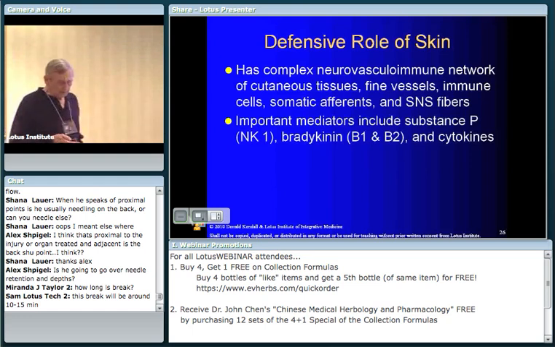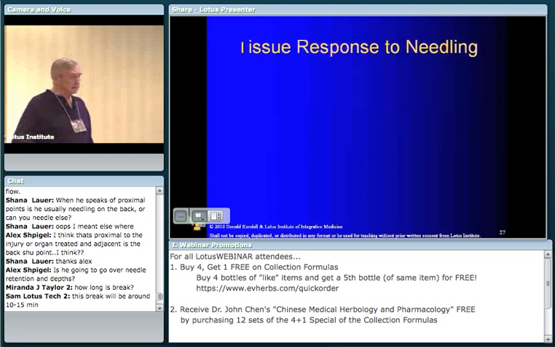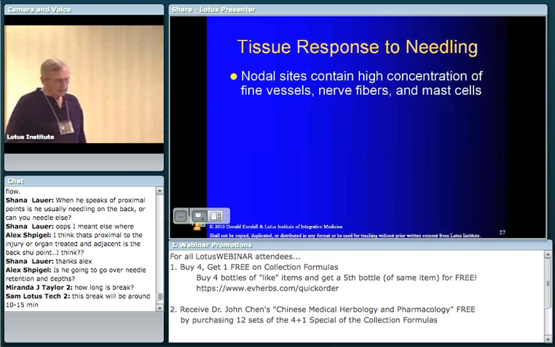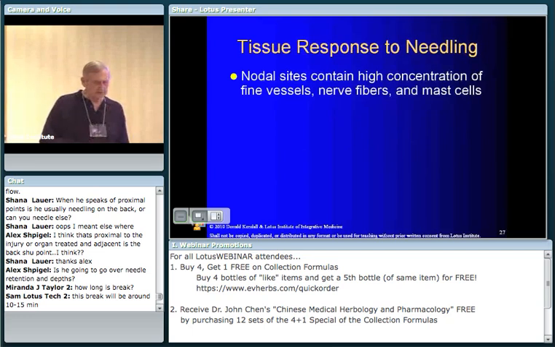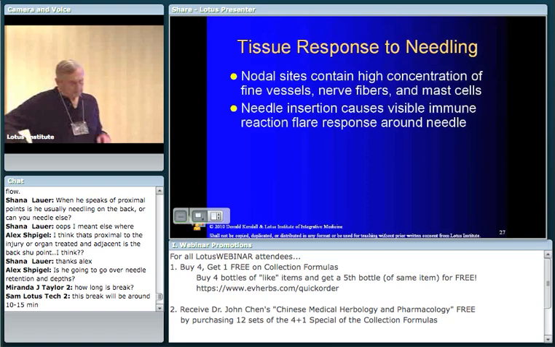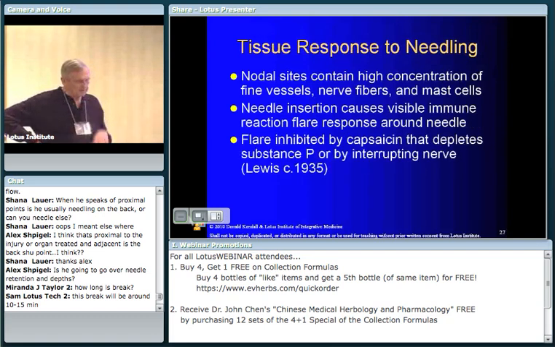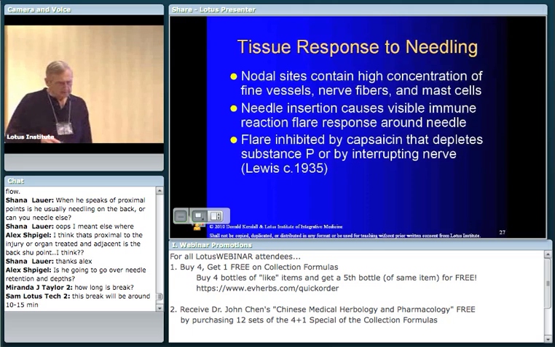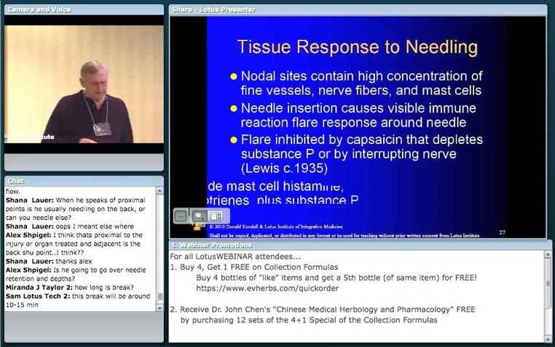So the role of these nodes, they exist at these collateral branches of the longitudinal distribution vessels, contain high concentration of sensory fibers, fine blood vessels, lymphatic vessels, and mast cells. Anatomical and histological properties make these nodes more responsive to minute tissue damage. And so the Chinese were the first to note that the skin has a primary defensive role.